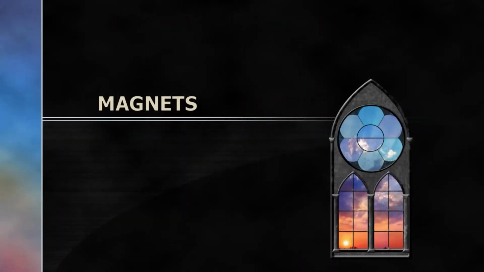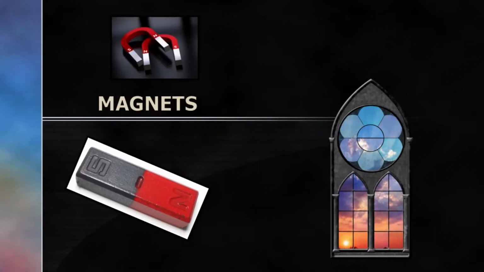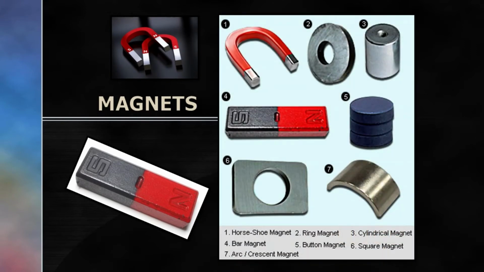In this slide, I will be showing you different types of magnets and their shapes. The first one we have here is the horseshoe magnet, followed by the ring magnets. Thirdly, we have the cylindrical magnets. Fourth is the bar magnets, which are commonly used in the laboratories.